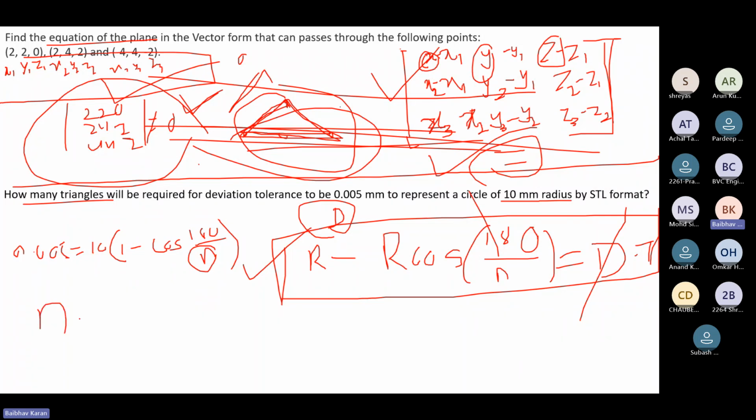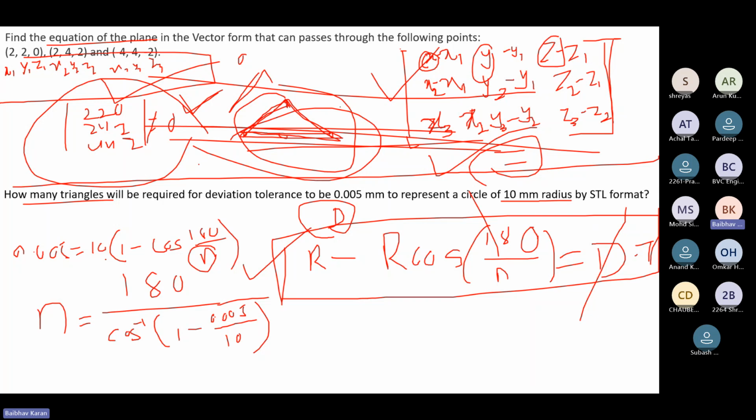n will be equal to 180 upon cos inverse of (1 minus 0.005 upon 10). This is the formula you'll be using. I have not done anything, I have to just find out the value of n. How will you find this? We just divide both the sides by 10.